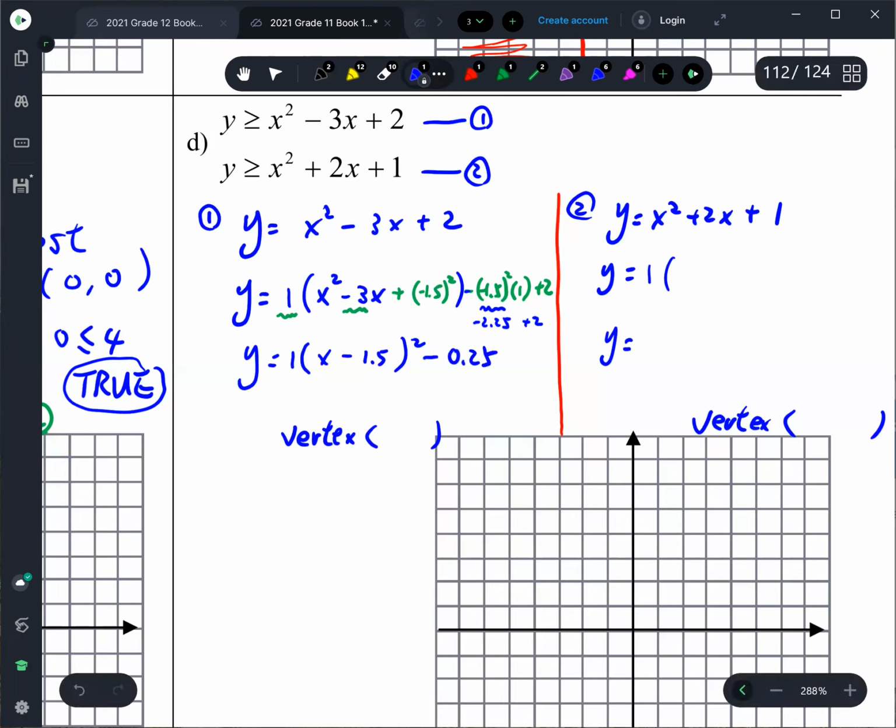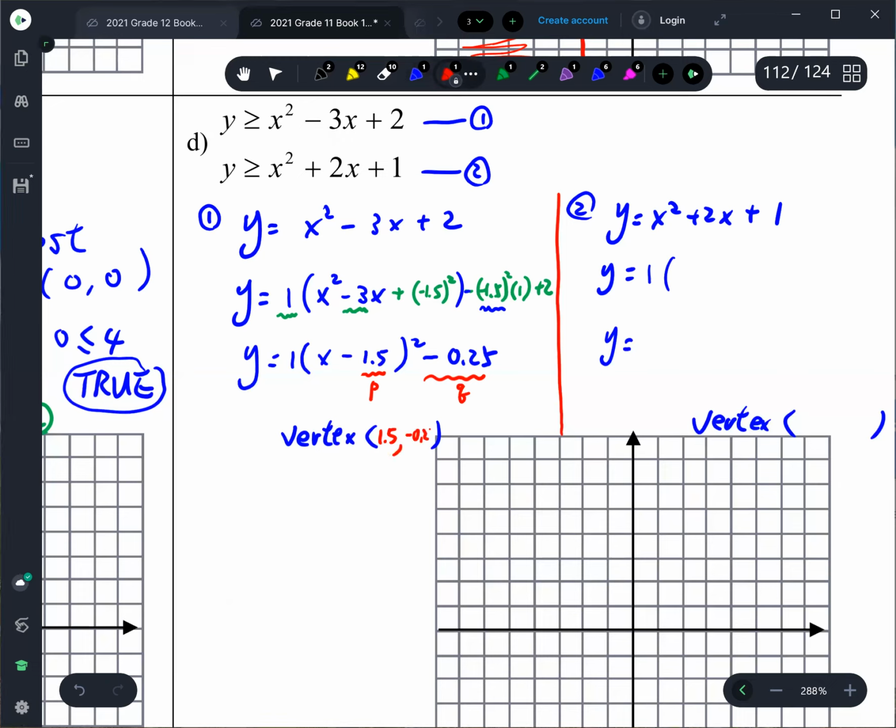So what's the vertex then? How do you find the vertex again? I forget. The P and the Q. This part is the P. This part is the Q. So then negative 1.5 and negative 0.25. 1.5. Oh yeah, 1.5 and then 0.25.